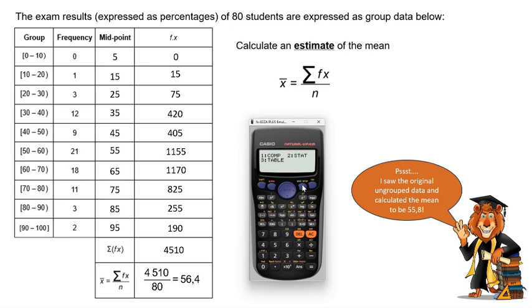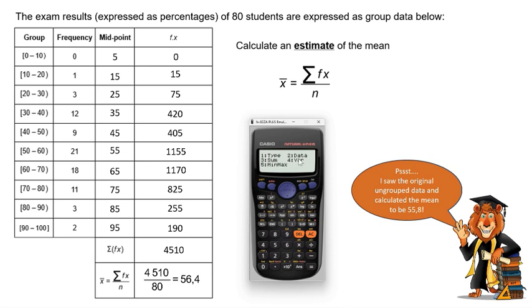Now we go normal mode into stat mode. All right, one variable, and we put in the numbers. When we press enter, so we're going to put in our midpoints as our x values, so 5, 15, etc. All right, and as we press enter, it goes down. So it's actually easier to do all the midpoints first, and then to go back up and put in the actual data values of 0, 1, 3, etc.